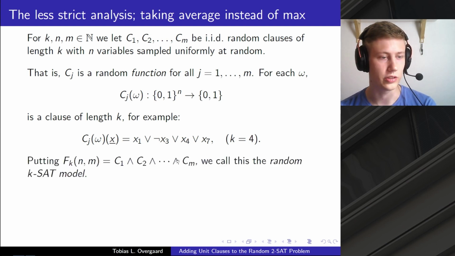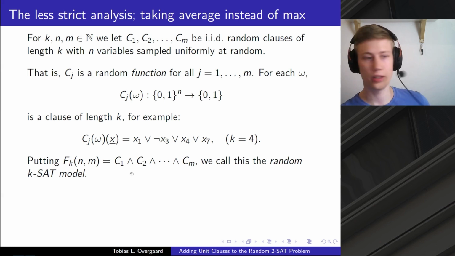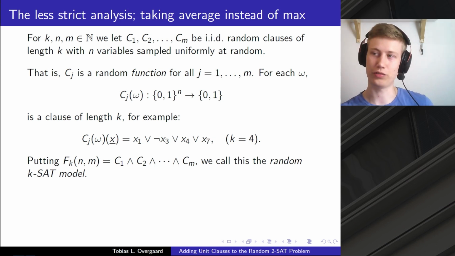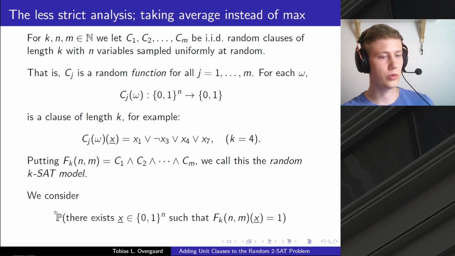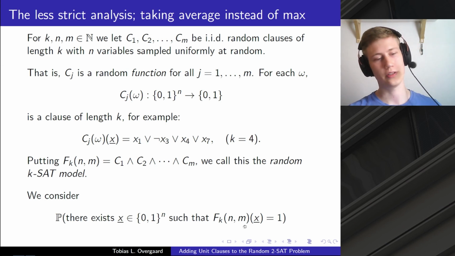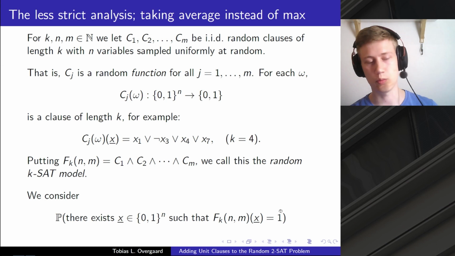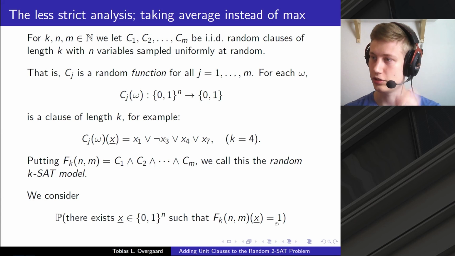So now, taking the conjunction again, we get this. I call this f_k(n, m), and this is a random k-SAT instance, so I call it the random k-SAT model. And now I want to study the properties of this randomized version of the problem. I think the simplest thing to consider is: what is the probability that this Boolean satisfiability instance can be satisfied? So what is the probability that there exists an assignment that will make my Boolean formula evaluate to 1? It's a very simple question.